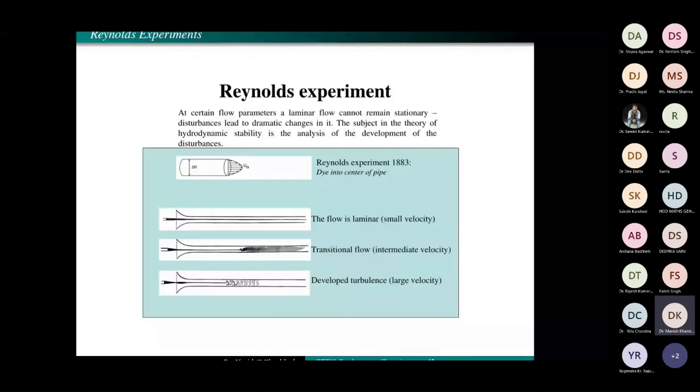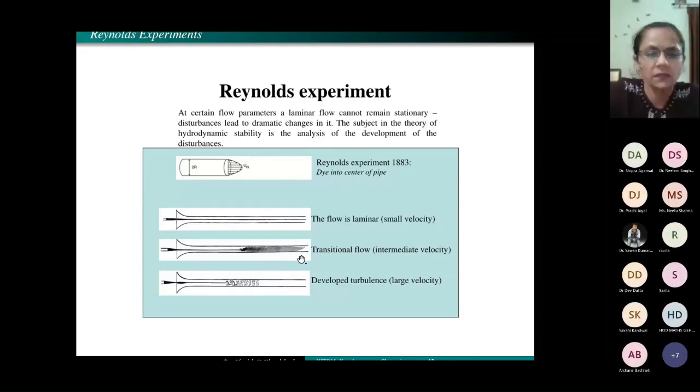In the 19th century, Reynolds observed this type of thing. He took a pipe and injected a dye, and he saw three different types of pattern. One pattern goes through the middle of the pipe in a very smooth manner; that is called laminar flow. This is the original experiment conducted by Reynolds. He saw that after some time a zigzag type of pattern comes, and after some more time it changes again.